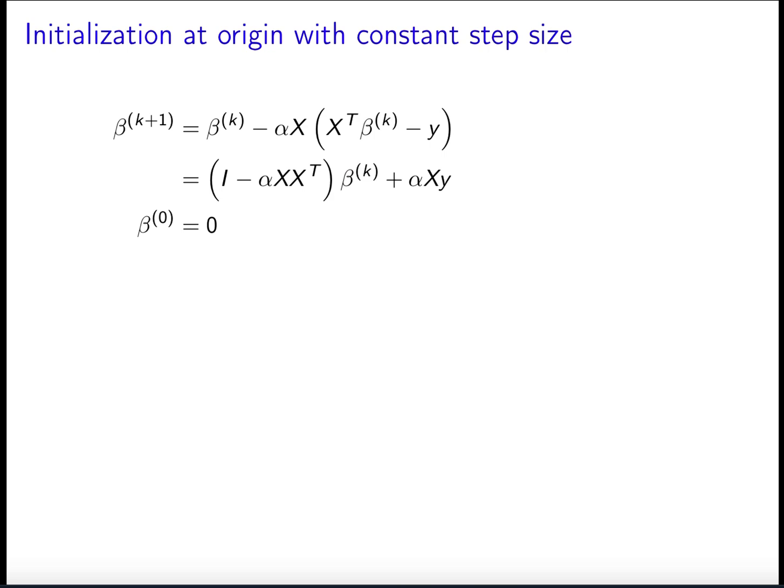So let's see what happens as we proceed when we initialize at the origin. So we initialize with 0 just to make things simple, and we have a constant step size. So the step size is going to be called alpha. It's not going to change from iteration to iteration.